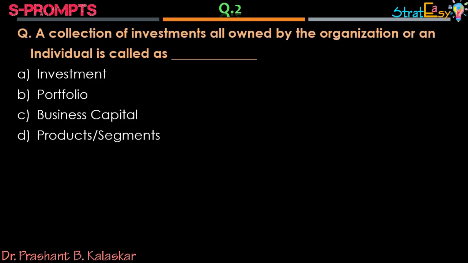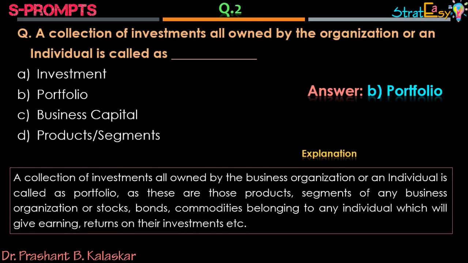Question number 2. A collection of investments all owned by the organization or an individual is called as, and the right answer is option B, portfolio. A collection of investments all owned by a business organization or an individual is called a portfolio, as these are the products and segments of any business organization, or stocks, bonds, commodities belonging to any individual, which will give earnings and returns on their investment, etc. Hence the right answer is option B, portfolio.